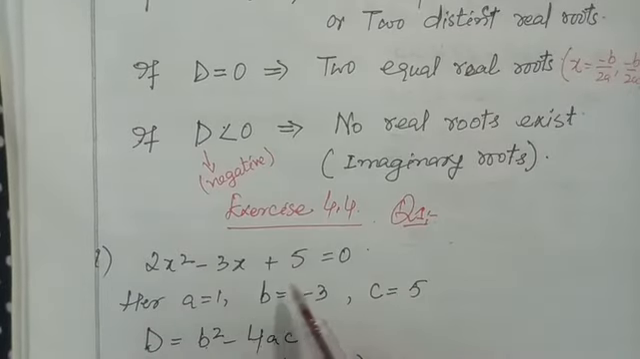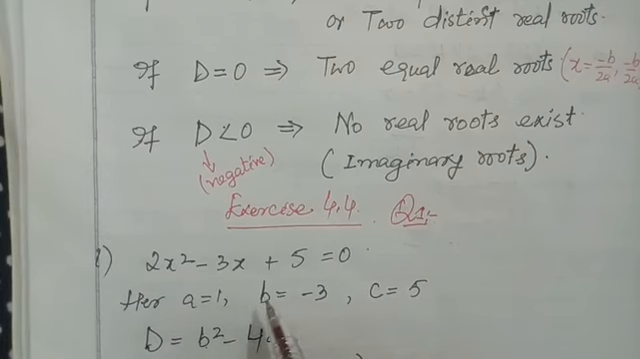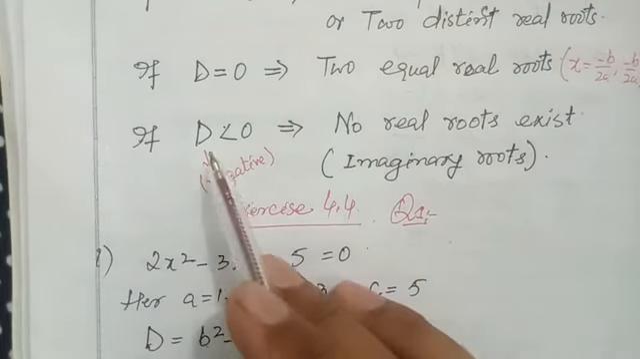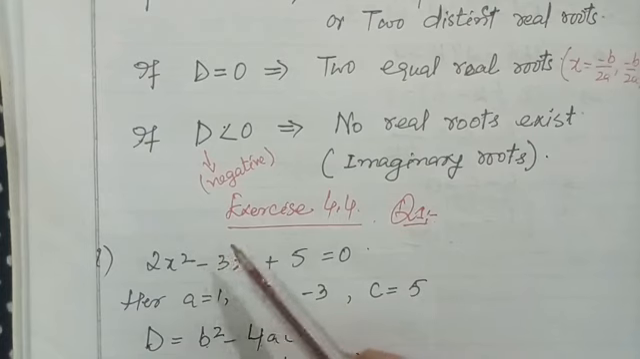Now look at exercise 4.4. Question number one is: find the nature of the roots of the following quadratic equations. If the real roots exist, find them. It means we need to find the nature of the roots, and we know we are using this discriminant to find the nature of the roots.